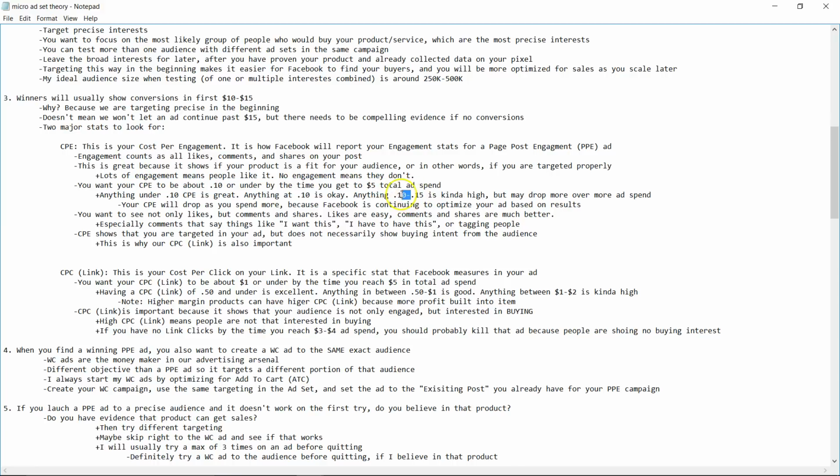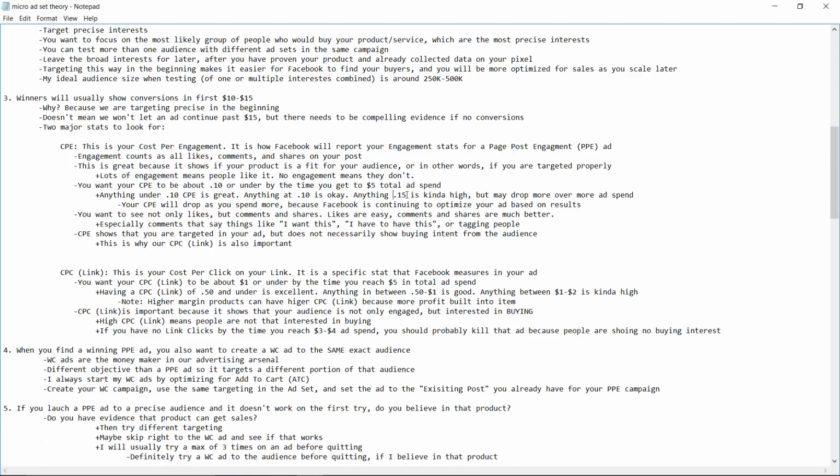Once you start getting 15 cents and higher, it is a little bit high, but it could drop more over ad spend. Generally you want to be in that range and under, because if you're not, it's not enough engagement to spend ratio to show that you're onto something, right? That's basically what this shows. The lower your number, the better you're seeing the engagement ratio for what you're running.